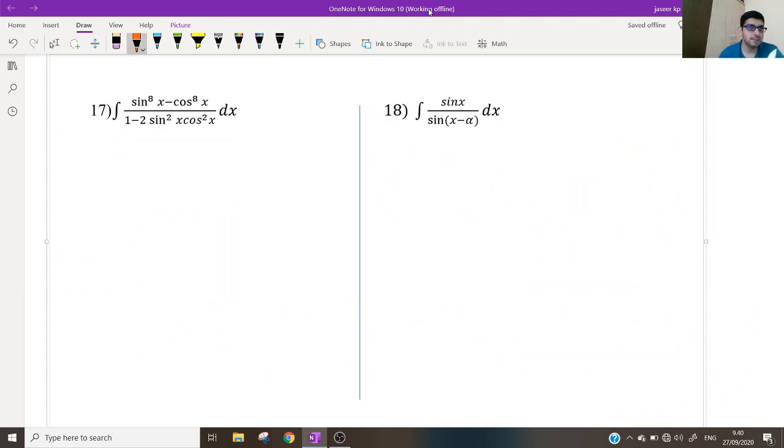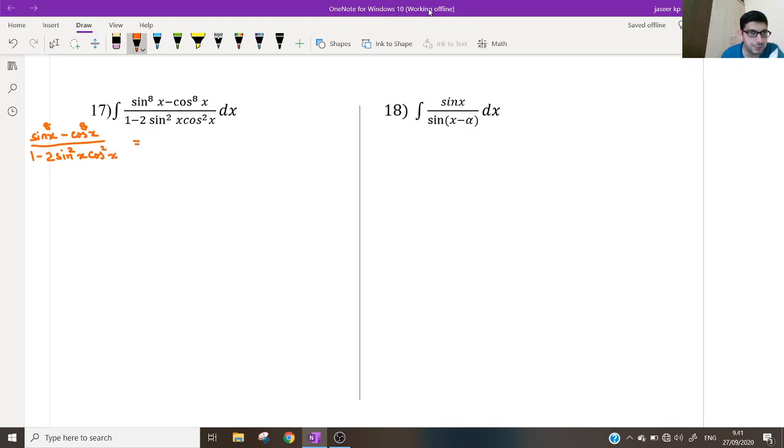Now let us solve the next problem. Integral of sine to the power 8x minus cos to the power 8x divided by 1 minus 2 sine square x cos square x. So again let us simplify this expression. So sine to the power 8x minus cos to the power 8x, divided by 1 minus 2 sine square x cos square x.